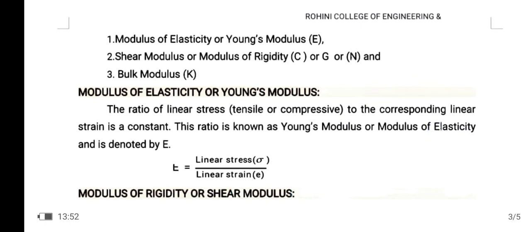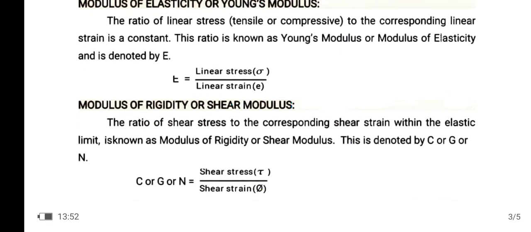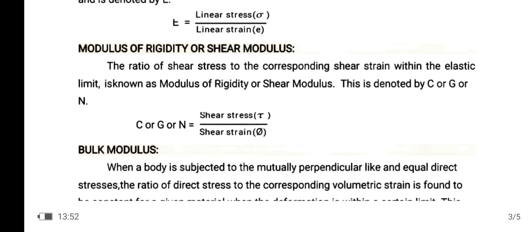Then modulus of elasticity or Young modulus. The ratio of linear stress to the corresponding linear strain is a constant. This ratio is known as the Young modulus and is denoted by capital E. Therefore, capital E is equal to linear stress divided by linear strain, that is sigma divided by small e.